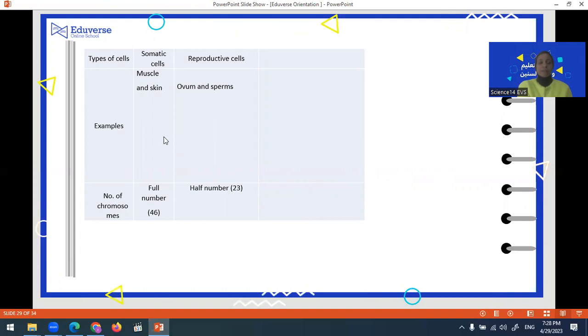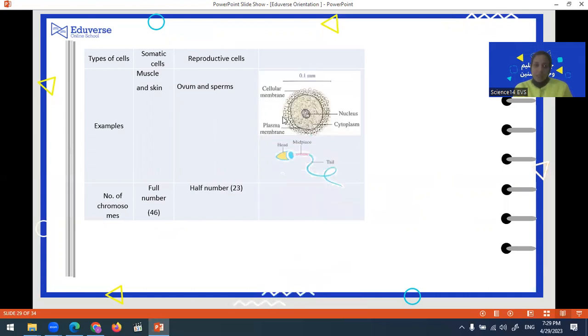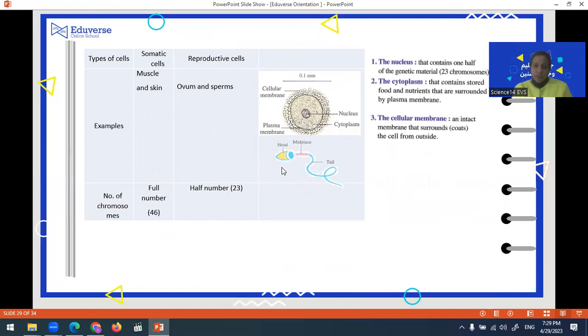For example, somatic cells, muscles and skin, contain 46 chromosomes in each cell, but the reproductive cells, which are the ovum and the sperms, contain half the number of chromosomes, which is 23 only. Here is the shape of the ovum, and there is the shape of the sperm.